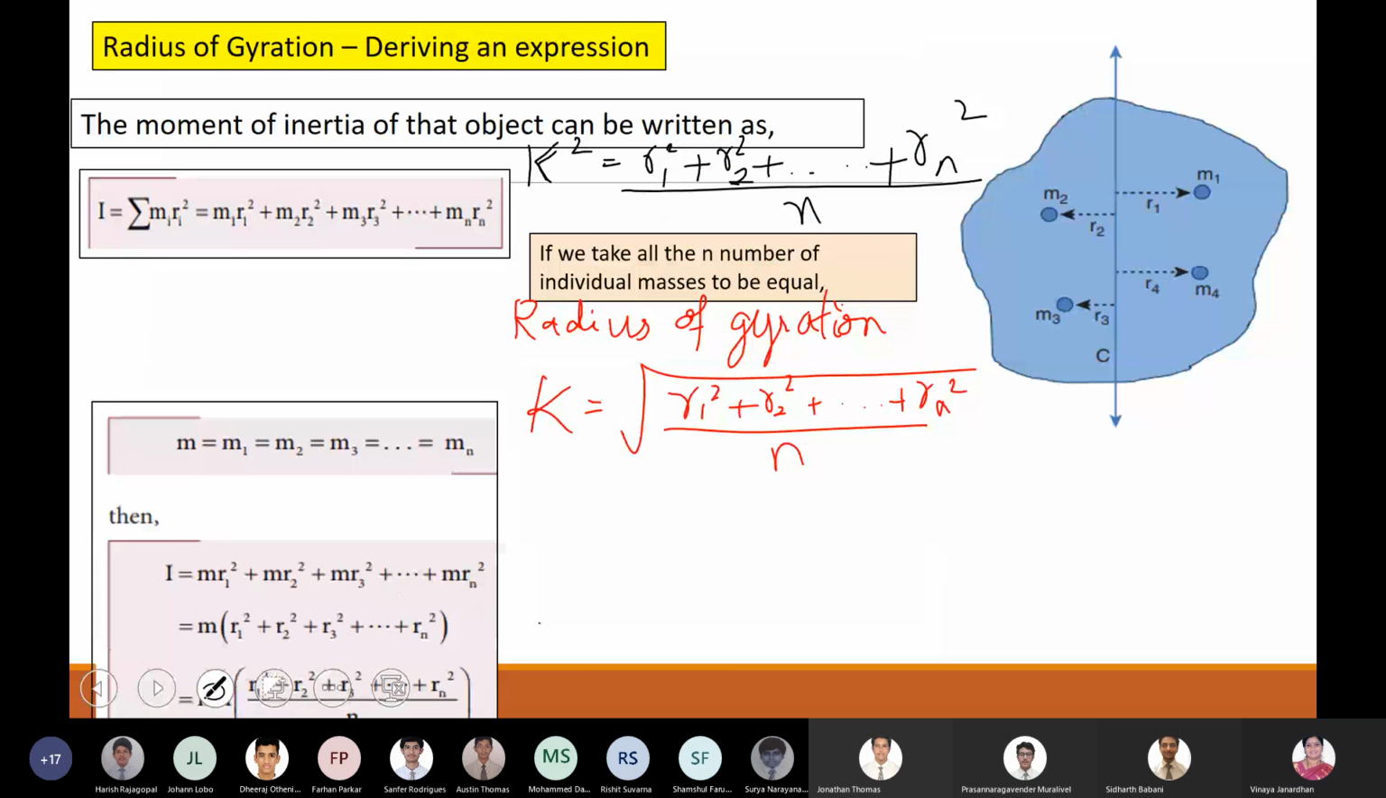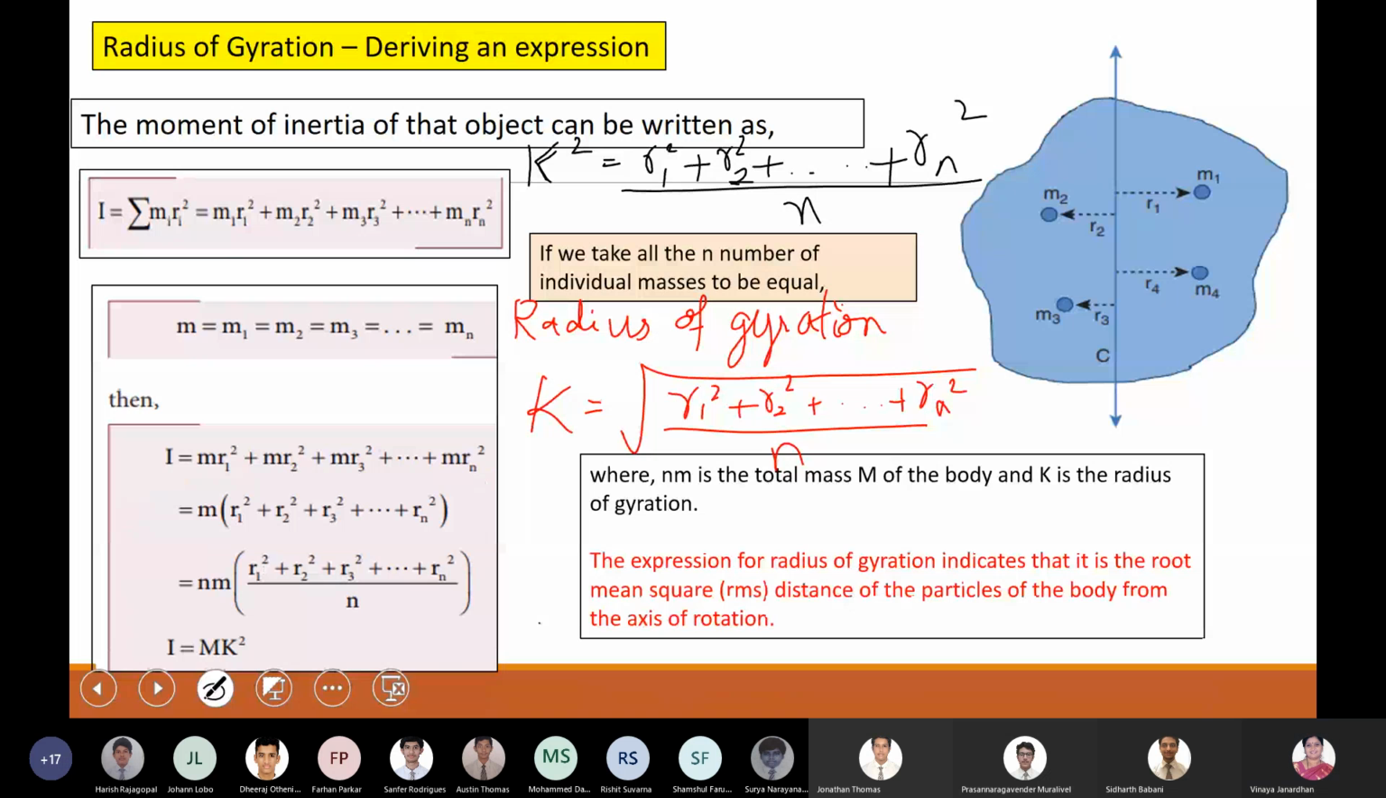Okay. Ma'am, could you show the definition slide? I'll just put it in the chat.